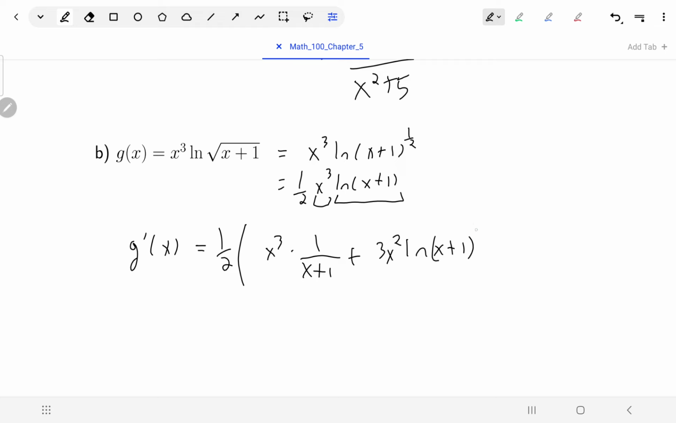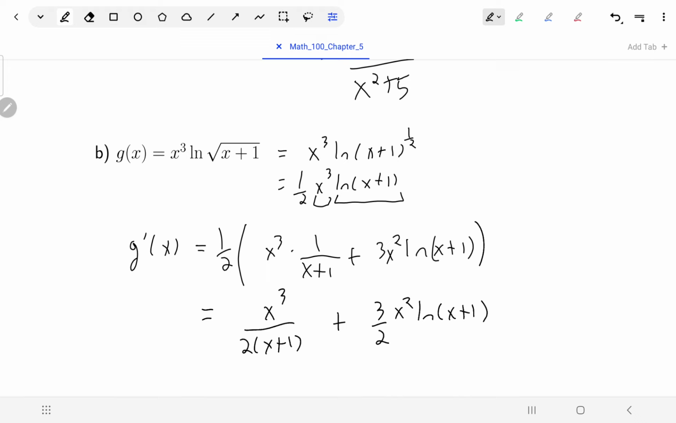And then the last thing I'll want to do here is just clean things up with the 2. So what I probably would do here is say that I've got x cubed over 2 times x plus 1, and then plus 3 halves x squared natural log of x plus 1.